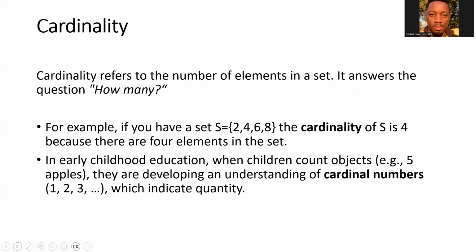So cardinality refers to the number of elements in a set. It answers the question, how many? You also remember counting number principles. So for example, if I have 2, 4, 6, 8, the cardinality of S here is going to be 4, because there are 4 elements in the set. As I said earlier, it answers the question, how many? In early childhood education, when children count objects, like 5 apples, they are developing an understanding of cardinal numbers. Hence, we say it answers the question, how many? And that's what cardinality is all about.